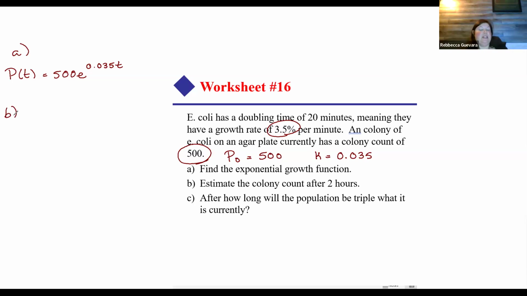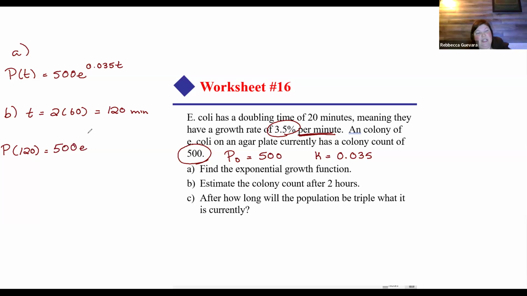So for B, we want to estimate the colony count after 2 hours. But remember, we were measuring our rate in minutes. So I have to take 2 hours and turn it into minutes. So there's 60 minutes in each hour. So 2 hours is actually going to be 120 minutes. So that's what t will be. So I need to figure out what P of 120 is.